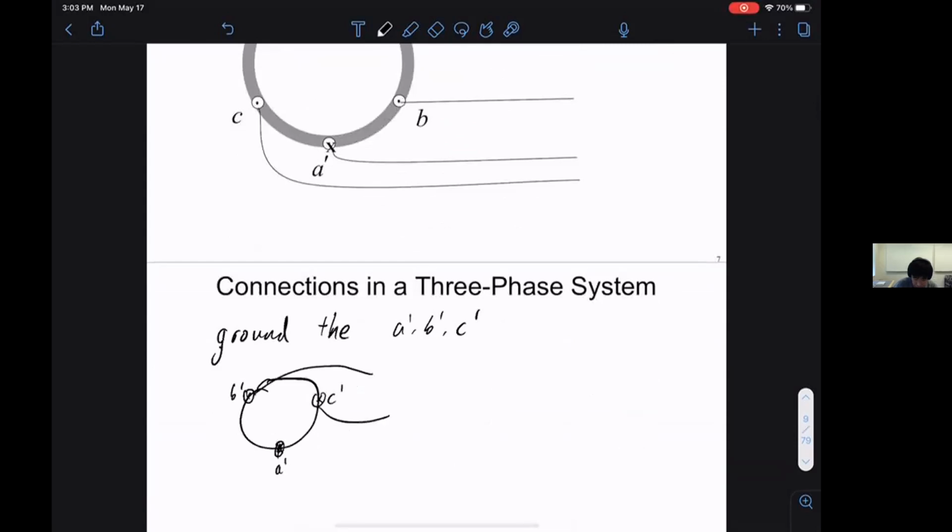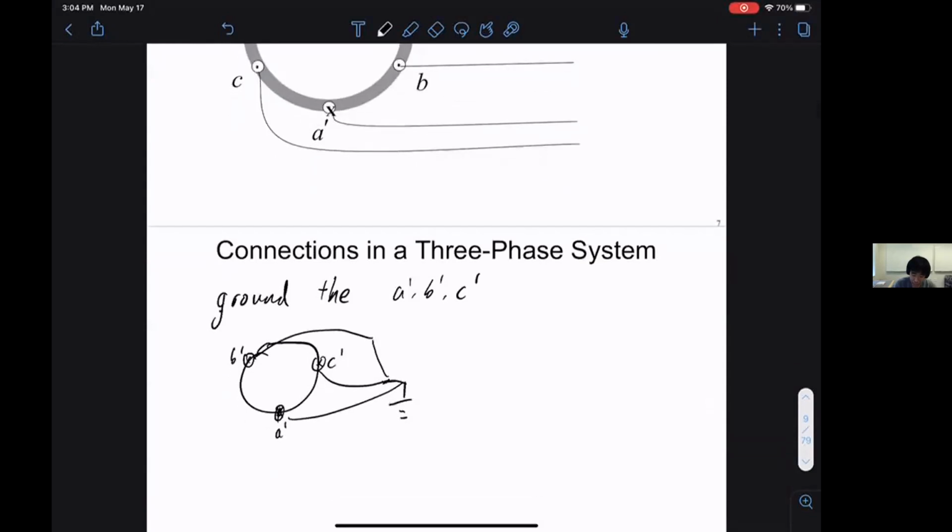So what ground them means is, let's just tie all these wires together and make it into a ground. I don't need to transmit them, since they carry the current balance out anyway. So that's the idea of grounding them. Hollis' suggestion is to connect to the related ABC socket.